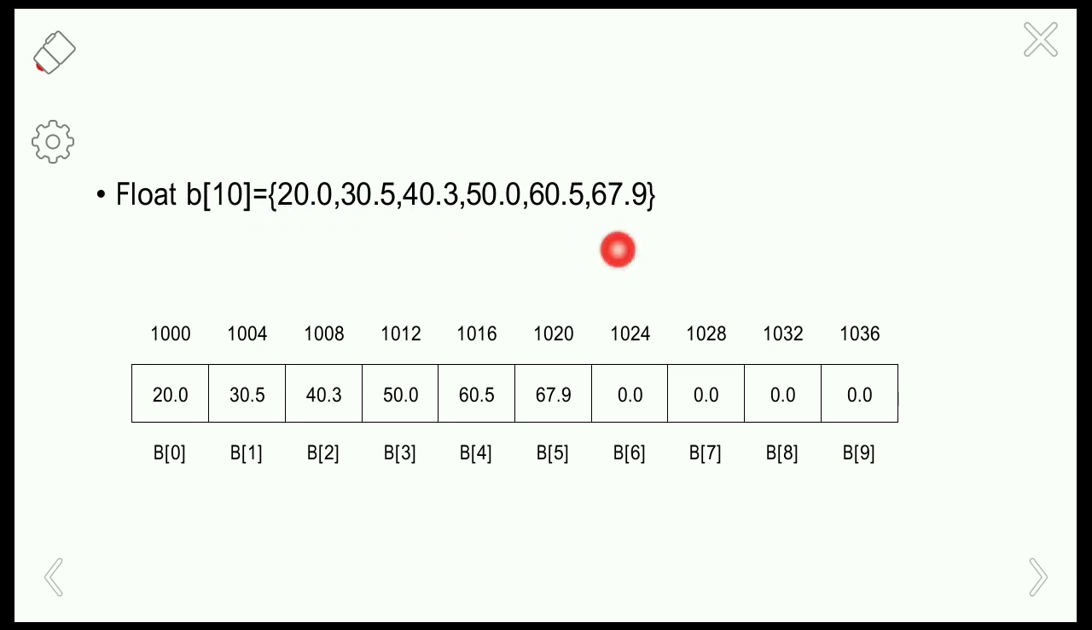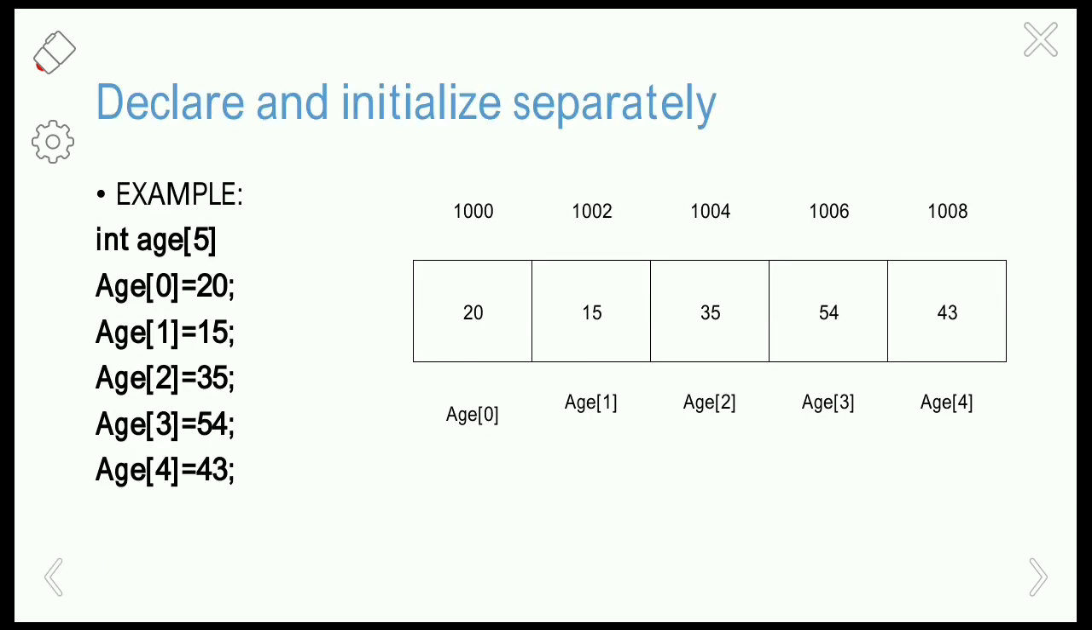Since we are using arrays, arrays can store only homogeneous data types. In the given array B, it is going to store only float values. Similarly, in the array age, it is going to store only the ages of 5 persons in integer format. Like this, it is going to store only values of a particular data type.